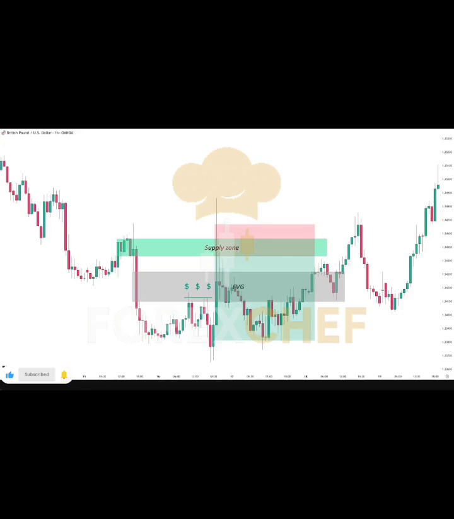This is a good example of why we should always check higher time frame zones before entering a trade based on a lower time frame setup. So always combine multi-time frame analysis in your strategy to avoid setups that look perfect but go against bigger market moves.